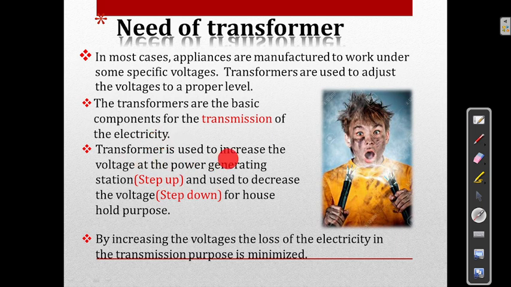Transformers are used to increase the voltage at the power generating station, which is step up, and to decrease the voltage, which is step down, for household purposes. We will see these step up and step down transformers in depth. By increasing the voltage, the loss of electricity in transmission is minimized.